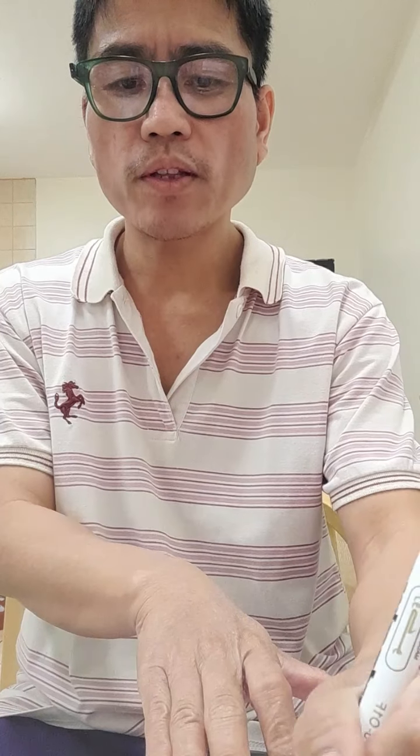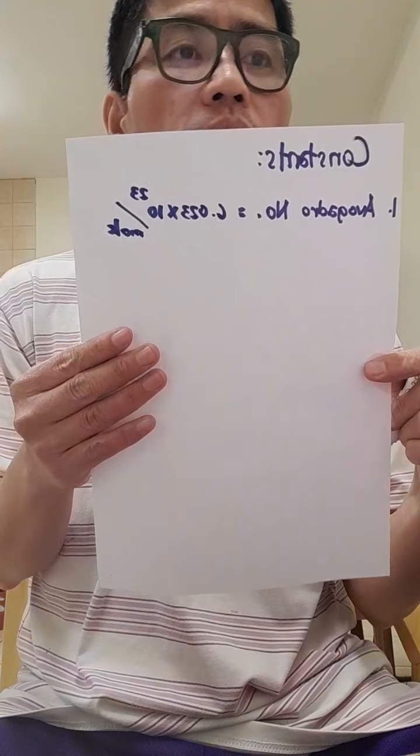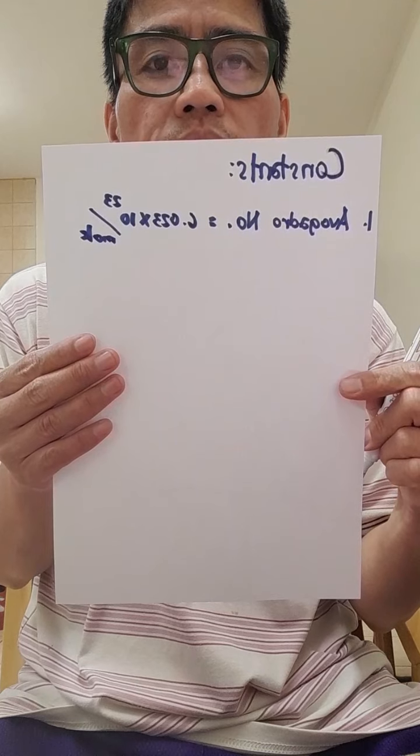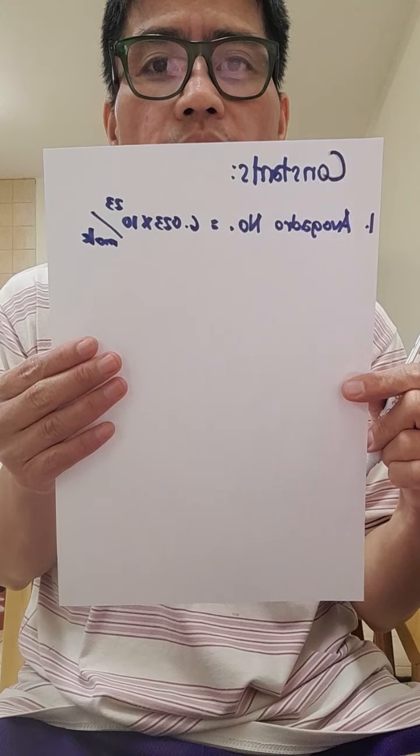Okay. So the value will be 6.023 times 10 to the 23 per mole. Okay, guys, like that. Okay, so number two, we have the universal gas constant, and the abbreviation of Avogadro number is NA.